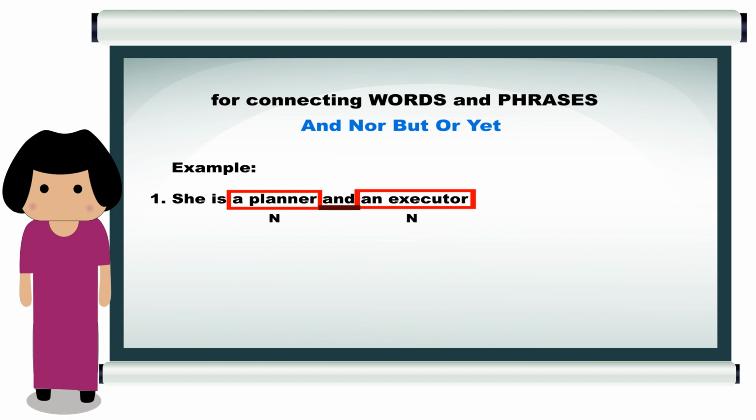Another example: We were tired but happy. What is the coordinating conjunction in this sentence? Yes, the coordinating conjunction in this sentence is but, and it connects tired and happy. Both are adjectives.